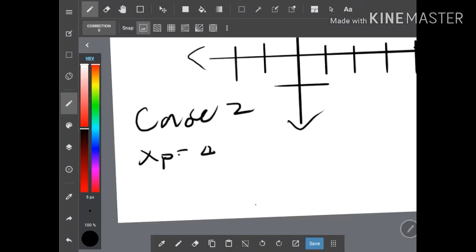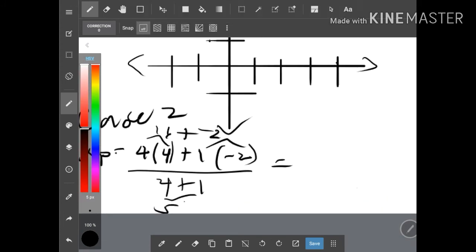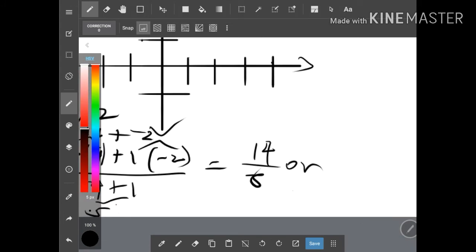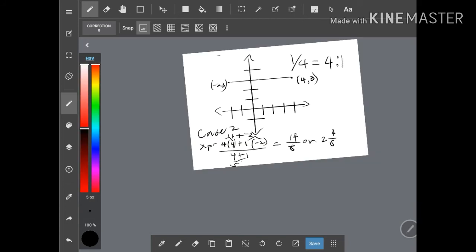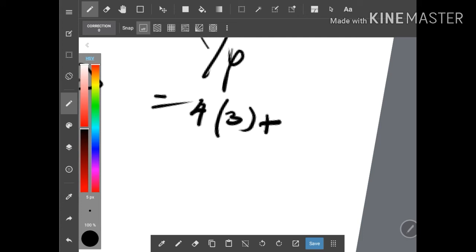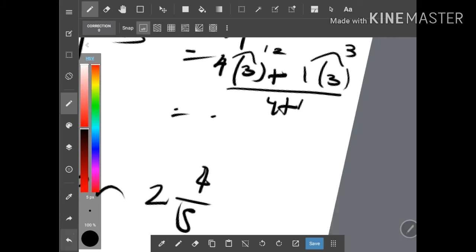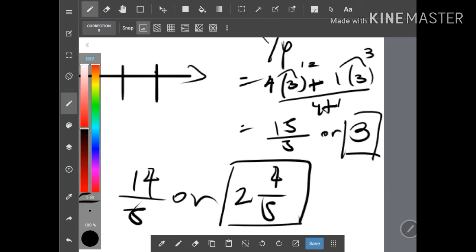For case 2, we have the same process but different points. x of P is equal to 4 times -4 plus 1 times 5 over 4 plus 1. 4 times -4 is -16 plus 1 times 5 is 5. Add them, we will get -11. Divided by 4 plus 1, which is 5, we will get -2 1/5. x of P is equal to -2 1/5.